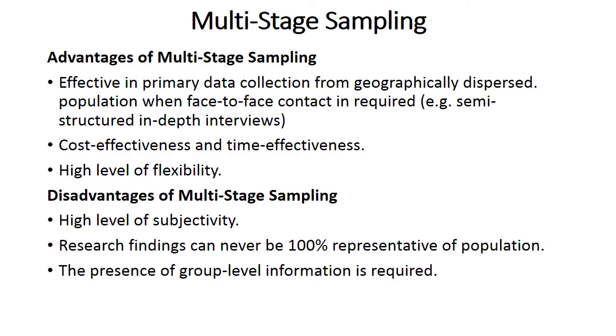The advantages of multi-stage sampling: it is effective in primary data collection from a geographically dispersed population. It is cost effective, time effective and highly flexible. Disadvantages: it has a high level of subjectivity. Researcher findings can never be 100% representative of the population. The presence of group level information is required. This is called multi-stage sampling.